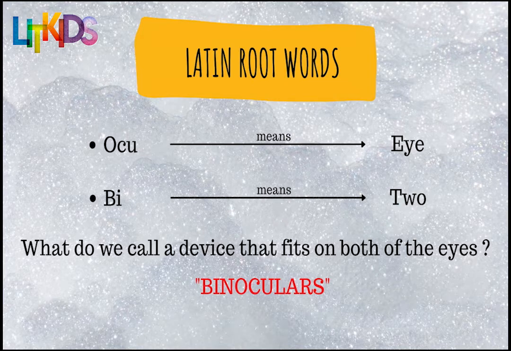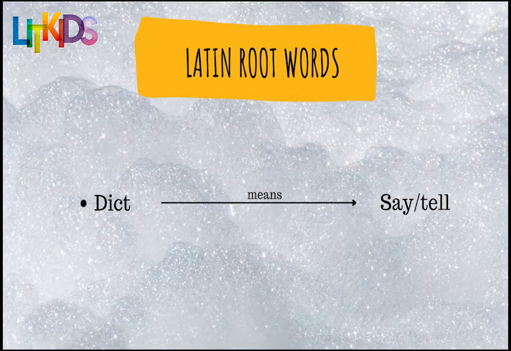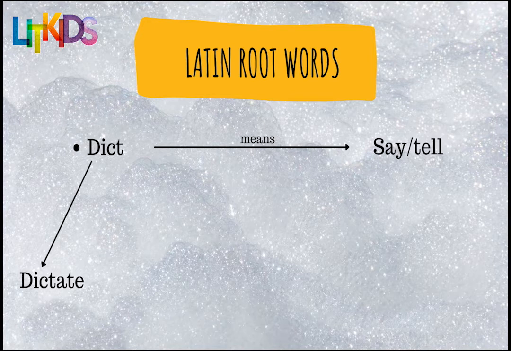Great. So let's try to run through one more example. Our third example is the root word D-I-C-T, dict, which means to say or to tell. This probably looks very familiar to a lot of you. So what do we call it when someone says something out loud? That would be to dictate. And what do we call somebody who insists on everyone listening to what they tell them? That would be a dictator.